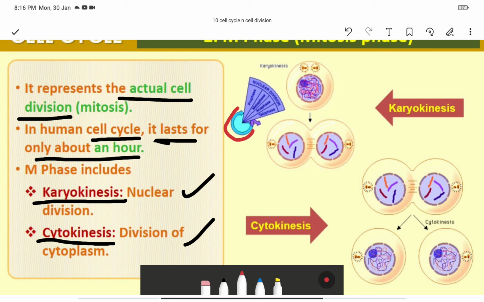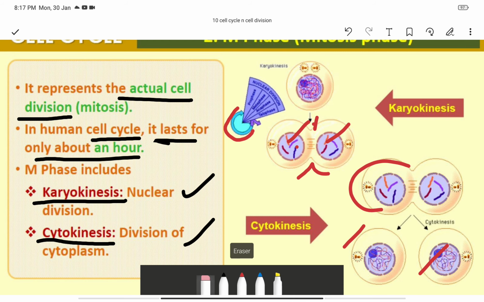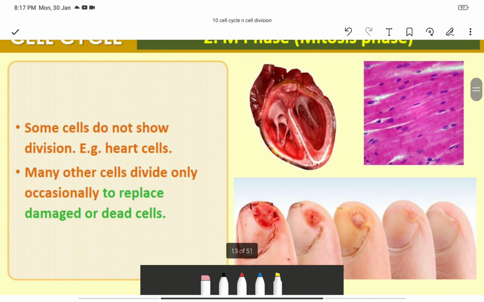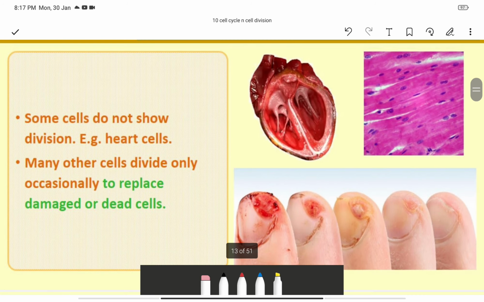Here karyokinesis takes place, nothing but the nucleus dividing. After the nucleus divides, the cytoplasm content, where the furrow is formed, divides equally. Then two daughter cells are formed from the one parental cell, right? Here in this mitosis phase they have given nails, the tip of the nail, and heart and muscles.